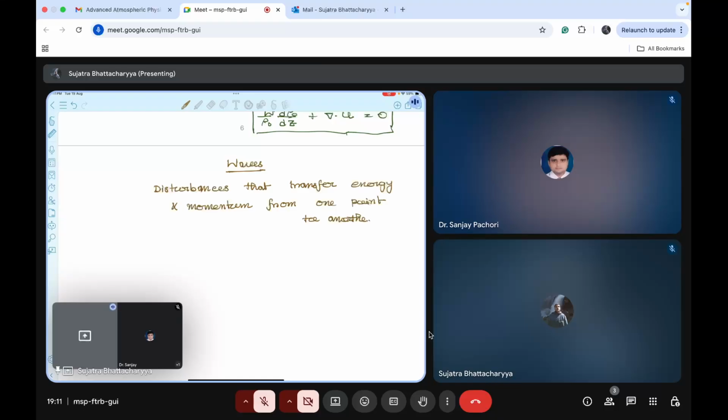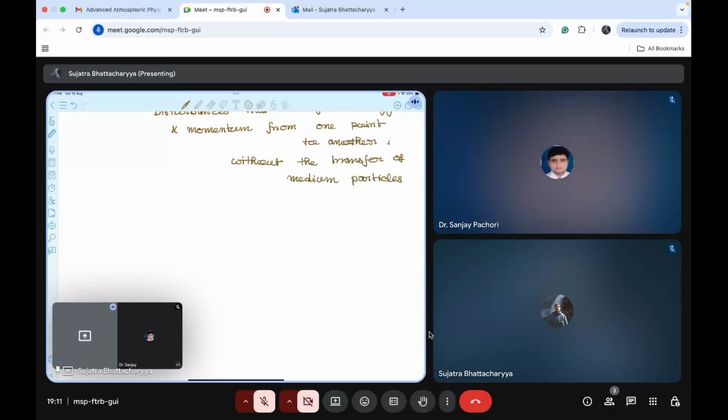But a very important thing you have to be careful about while defining: without the transfer of medium particles. Medium particles will remain wherever they are. They will oscillate, but the wave will propagate. So how is it like? I'll show you. The animation would be much clearer, but let me try to show this.